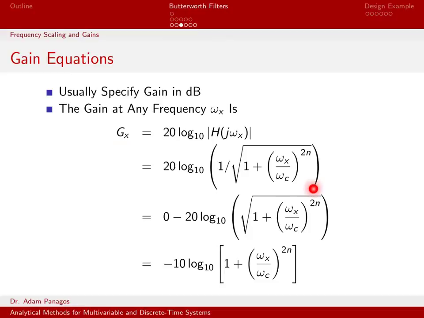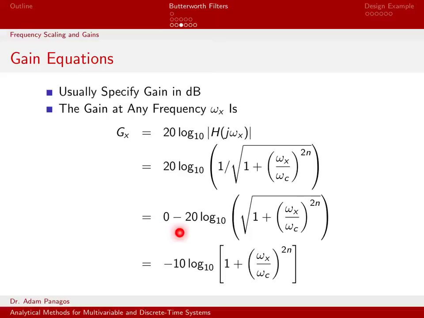We can actually do a little bit of algebraic manipulation. 20 log 10 of a ratio of quantities is actually 0 minus 20 log 10 of the denominator only. So this is just a property of logarithms. The logarithm of the top minus the logarithm of the bottom. The logarithm of the top is 0.